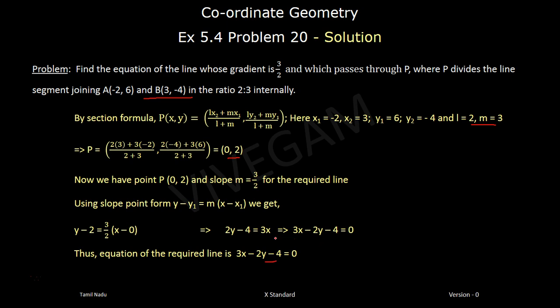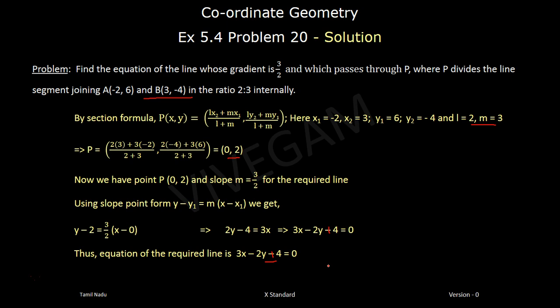Okay, sorry, there is a small mistake here. When you bring this to this side, it will be 3x minus 2y plus 4. It's not minus. So it is 3x minus 2y plus 4 equal to 0. I'll make the suitable correction in the next version.